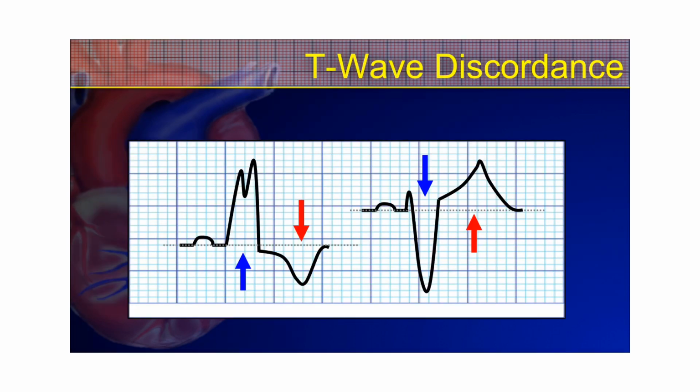So a reminder, T-wave discordance is the key when it's coming to left bundle branch blocks and LVH or left ventricular strain patterns. The key to understanding those is understanding this rule of T-wave discordance.